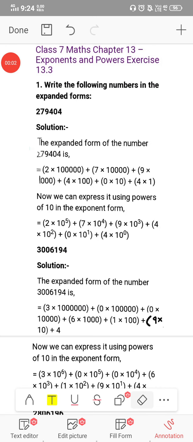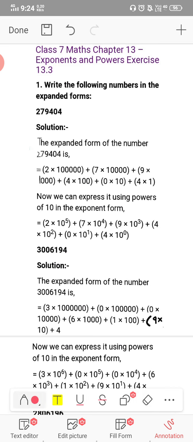Good morning everyone. This is exercise 13.3 and the first question is: write the following numbers in the expanded form. So the first part is 2,79,404. The expanded form can be written as 2 into 1 lakh plus 7 into 10,000 plus 9 into 1,000 plus 4 into 100 plus 0 into 10 plus 4 into 1, which means we have to multiply the given number with its place value.